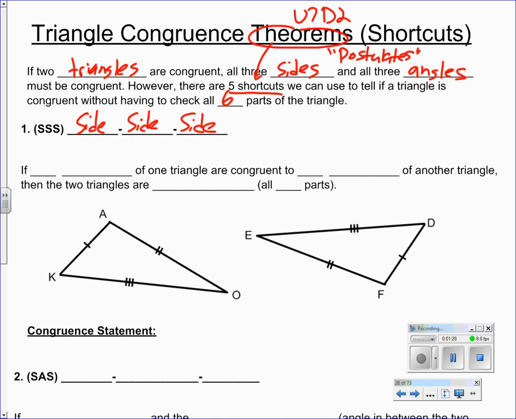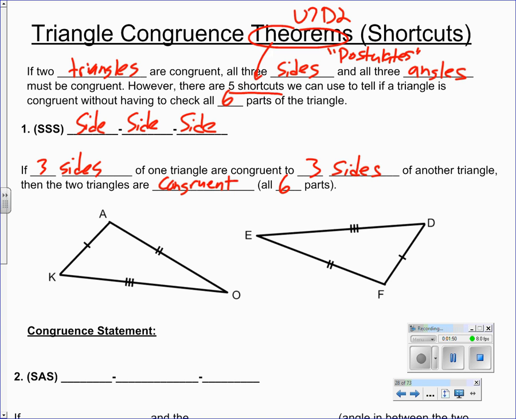So this theorem says if 3 sides of one triangle are congruent to 3 sides of another triangle, then the 2 triangles are congruent. Means all 6 parts, so all 3 angles and all 3 sides.